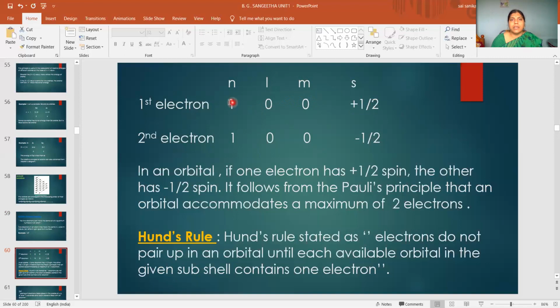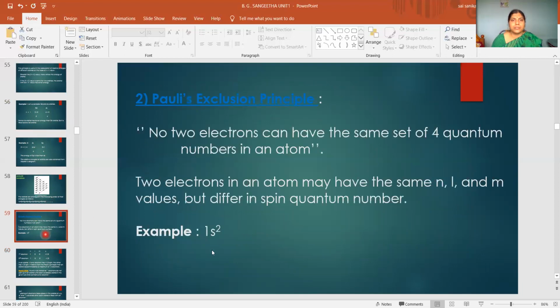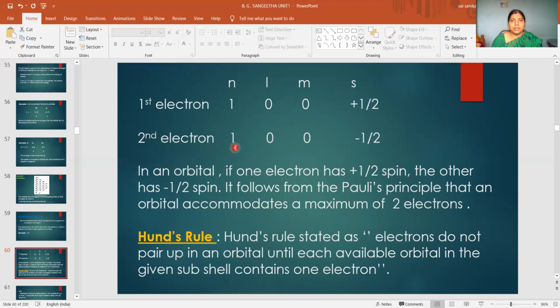Then come to the second electron. Here the electron is present in the same orbital, 1s2. For this electron we write the quantum values: n is equal to 1, since it is also present in the 1s orbital. l is equal to 0, m is equal to 0. But s is different, that is minus half. So it is following Pauli's exclusion rule.